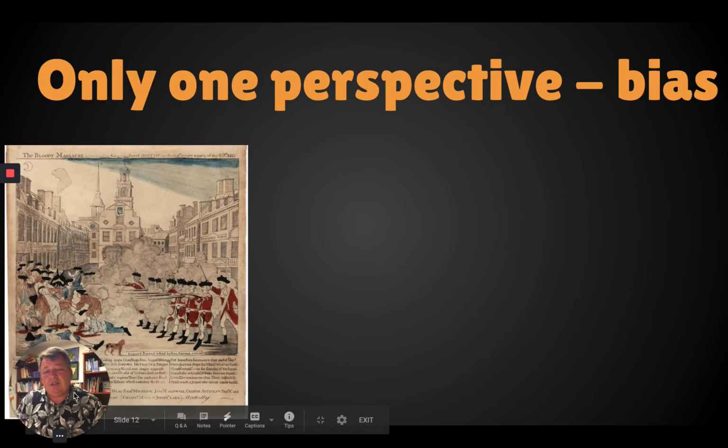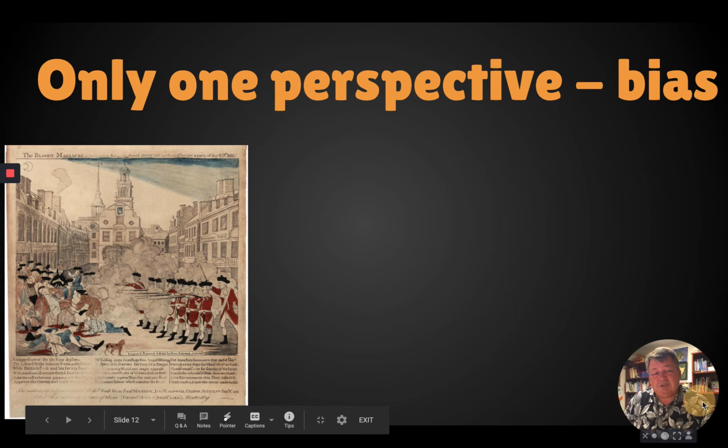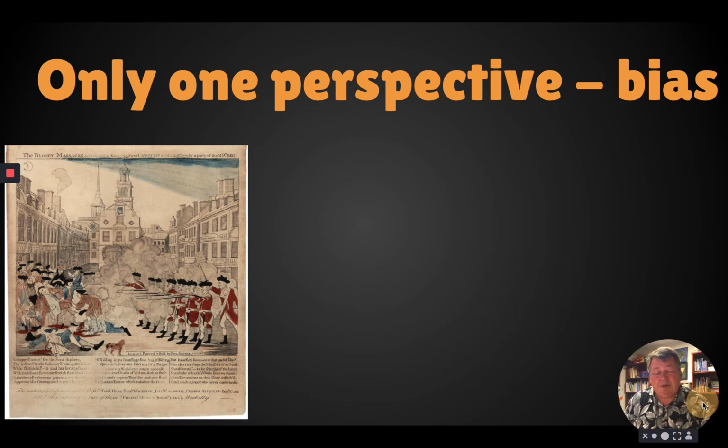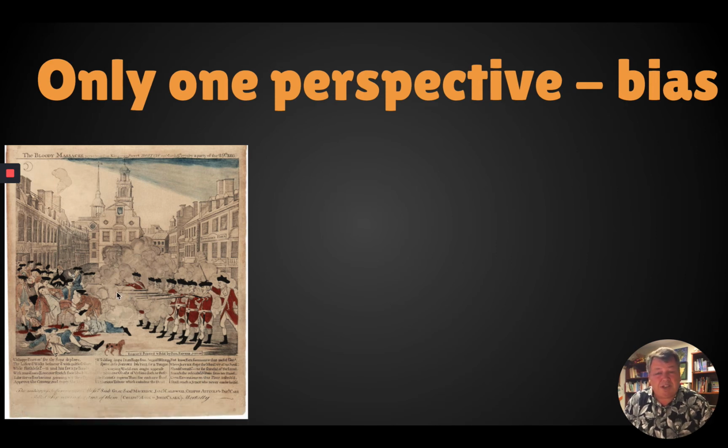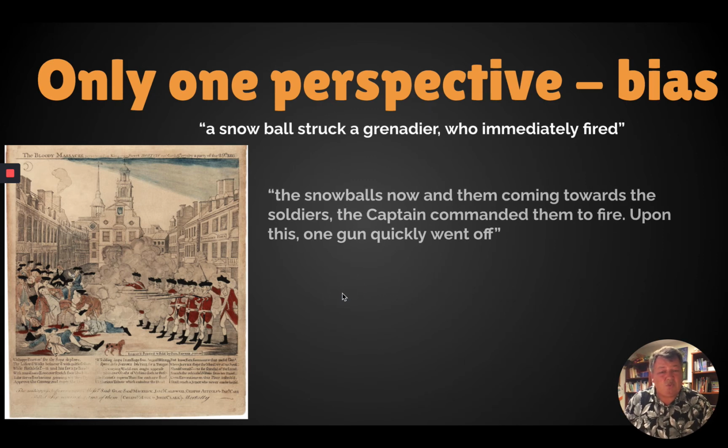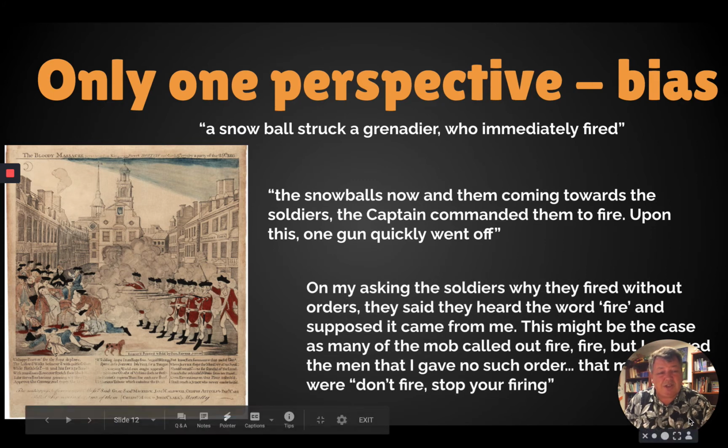Now, another thing that primary sources do is they can often only give you one perspective. They give you a little bit of bias. Like, here's the Boston Massacre, and this particular advertisement was done 3 weeks after the Boston Massacre by a very famous silversmith, Paul Revere. But speaking of bias, you know, here's one account, 2 accounts, and 3 accounts, and they're all different.